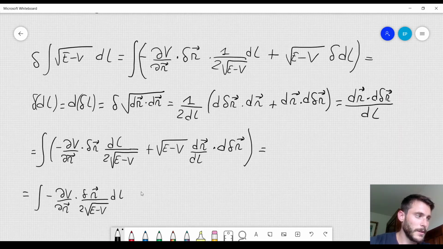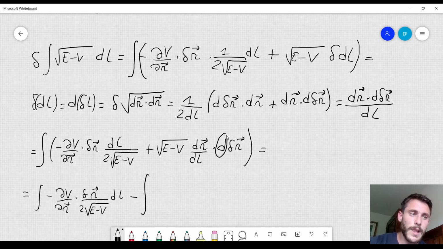dl, and then I have minus. I get a minus from here because I'm integrating by parts. So when I integrate by parts, I have this term which multiplies this one, and I have to evaluate them at the boundary. But when I evaluate these terms at the boundary, the variation of r is going to be equal to 0 because I keep the endpoints fixed. So I only have minus integral of.